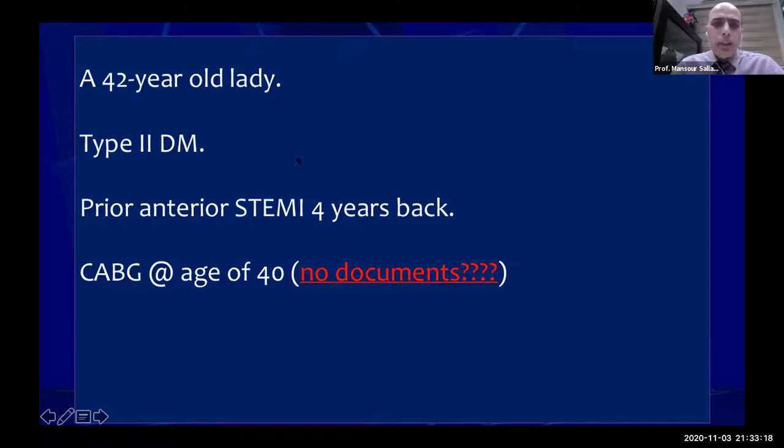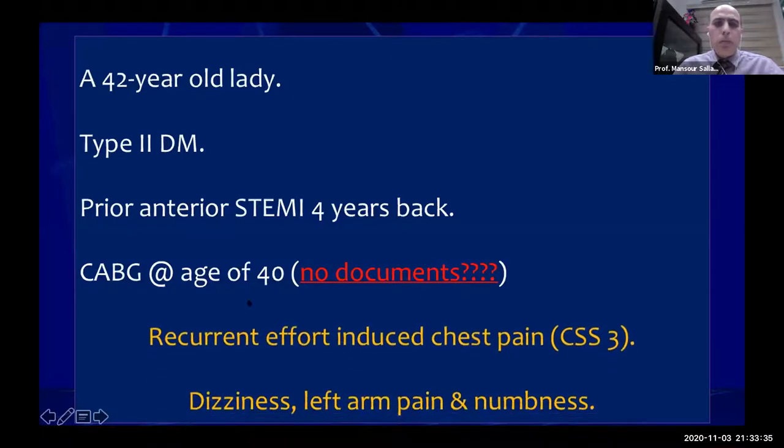At the age of 38, she experienced an anterior ST-segment elevation myocardial infarction. At the age of 40, she underwent coronary artery bypass surgery. I was extremely sad because this patient came with no documents at all, documents lost or whatever. The patient was complaining of recurrent effort-induced chest pain, CCS 3, dizziness, and left arm pain that I attributed to ischemia, and numbness I attributed to diabetes mellitus.